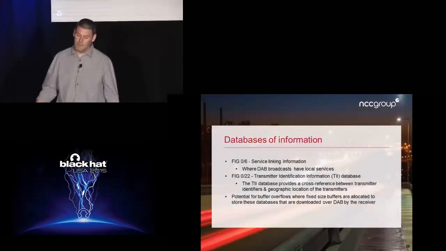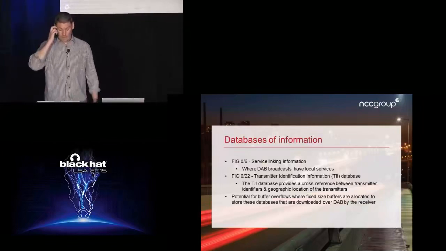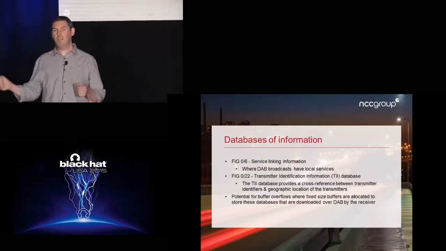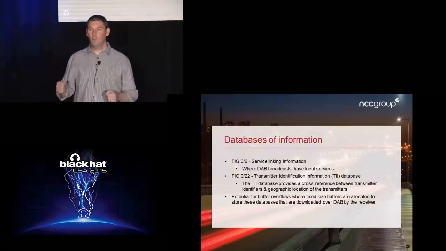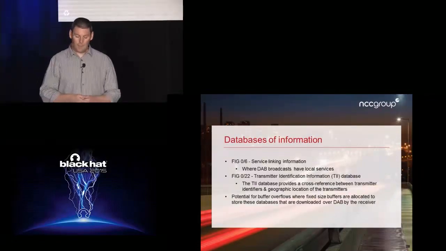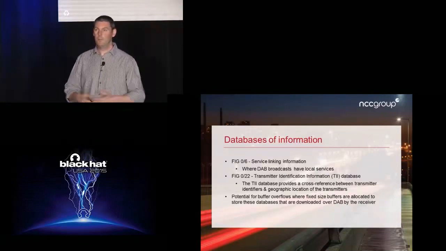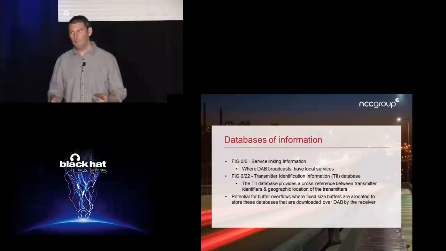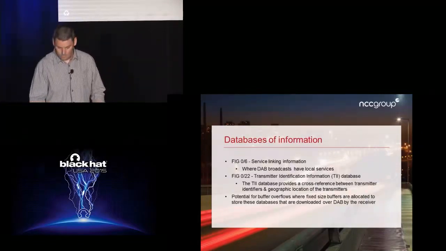Databases of information. I talked about service linking at the beginning and also transmitter identification information. These are both databases of information that get downloaded and stored within memory regions on the head unit. There is certainly the potential for buffer overflows in this scenario, where fixed size memory areas have been allocated to download these. They are supposed to always be the same size, but of course, if we've got the ability to manipulate that data, the developers shouldn't have made assumptions about the size of the data that might actually get supplied to them.